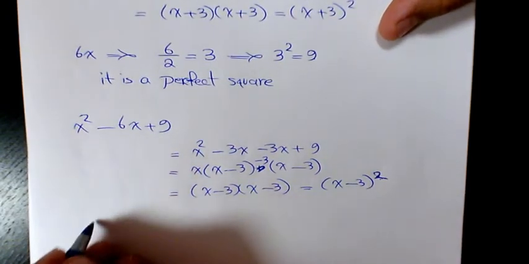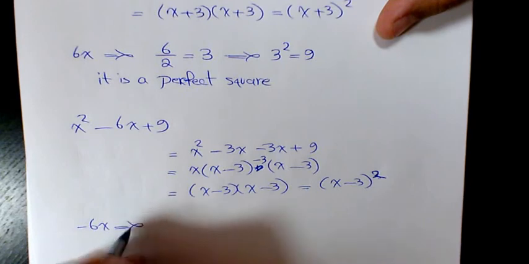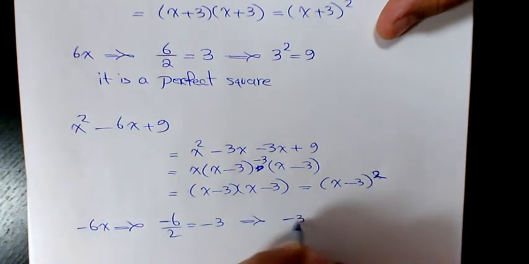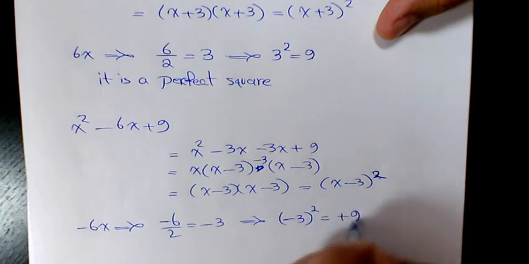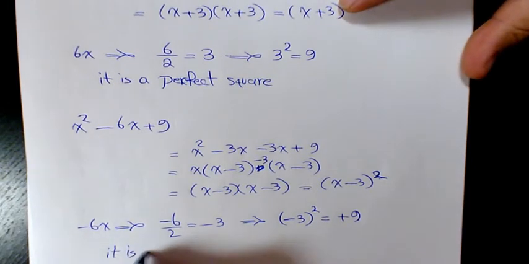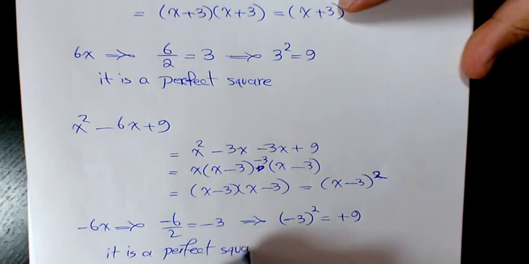Or you're going to say negative 6x. Negative 6 divided by 2, negative 3. Then negative 3 to the power of 2 is going to be positive 9. Here we have 9, here we have 9. So it means that this is a perfect square.